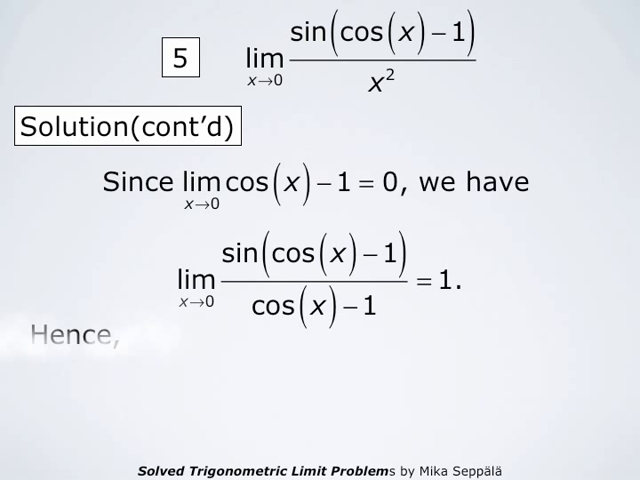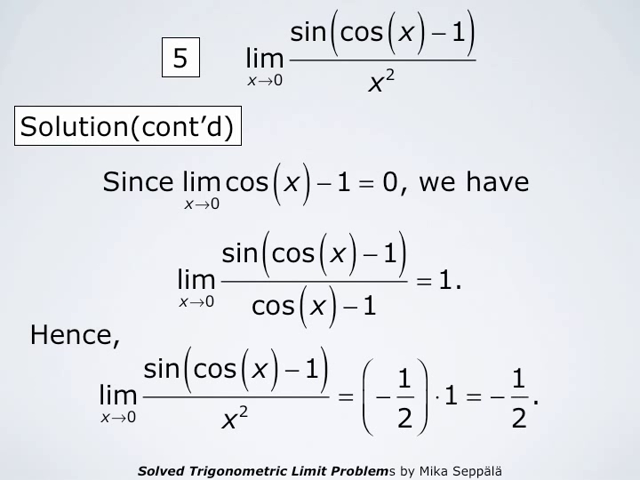And this means that the limit of the original expression, that is sine evaluated at cosine of x minus 1 divided by x squared, is now minus 1/2 times 1, which is minus 1/2.